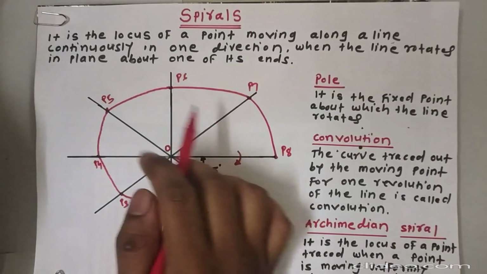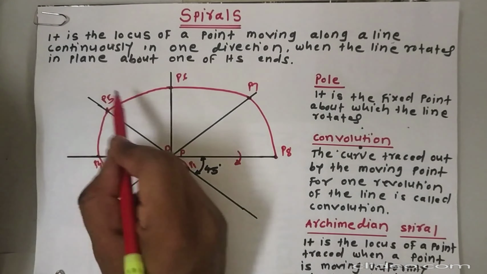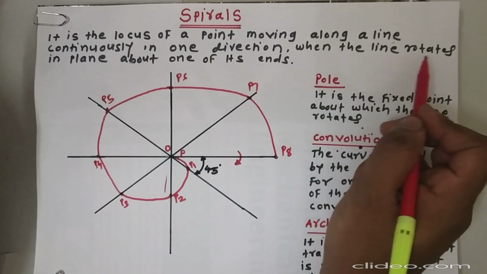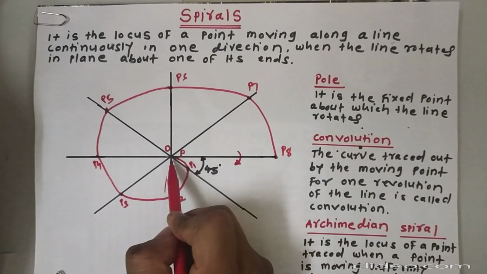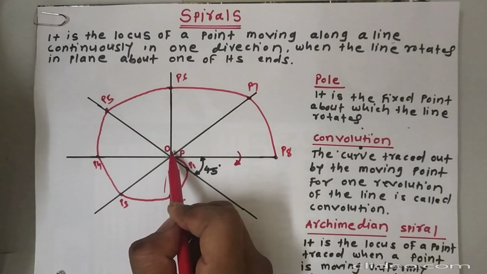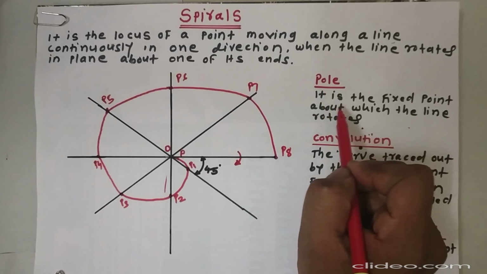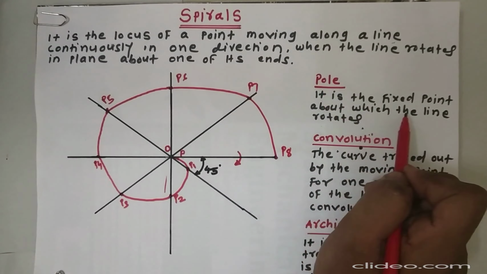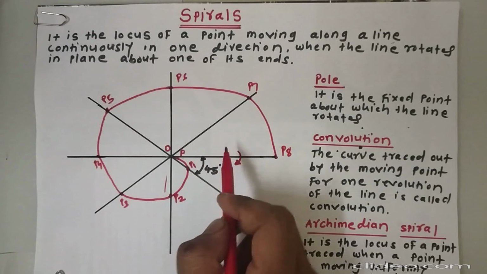It is the locus of a point moving along a line, so this point P moving along a line in one direction, when the line rotates in a plane about one of its ends, around this pole. So this is the meaning of a spiral. Like I said, what is the meaning of pole? Pole is the fixed point about which this line rotates in clockwise direction.